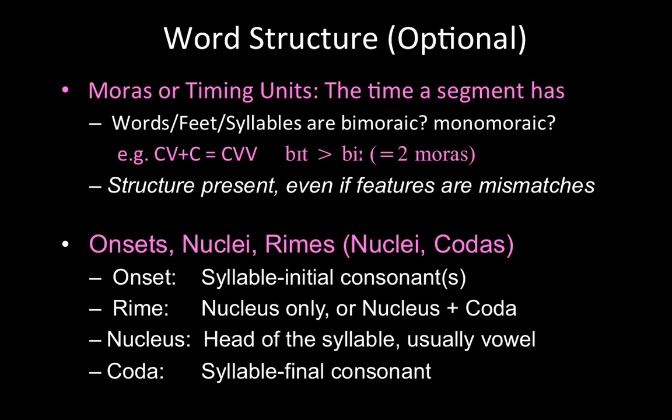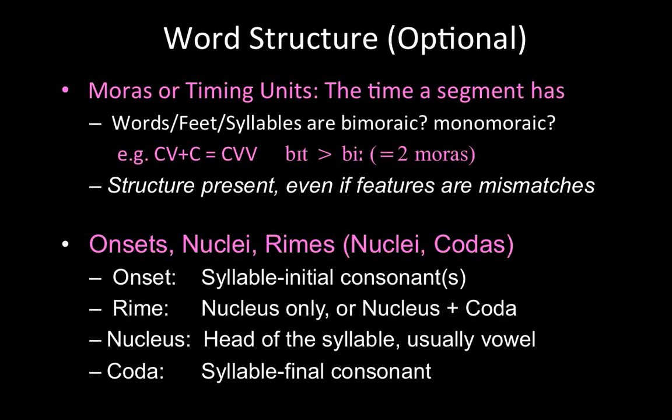Optionally, you might be interested in a theory of moras or timing units that talks about the time a segment has, in particular in the nucleus and rhyme of the word. Some words, the child might have a target of CVC but produces CVV. That suggests the child wants to maintain the moras of the word. The structure's present, even if the features are mismatches.